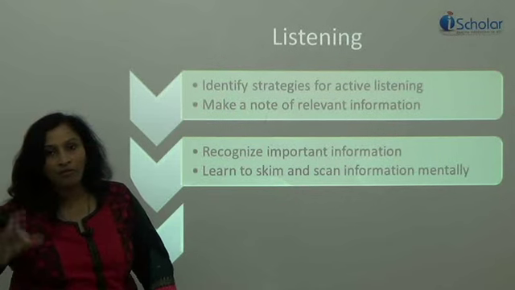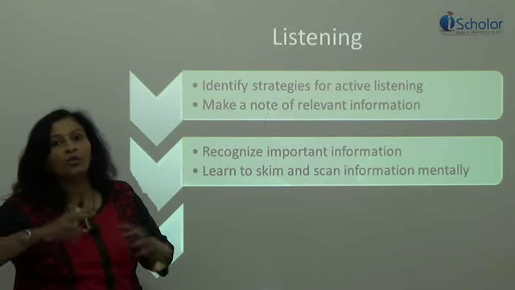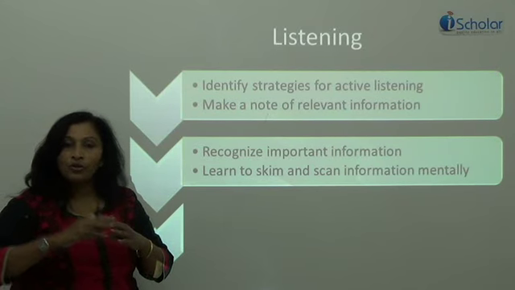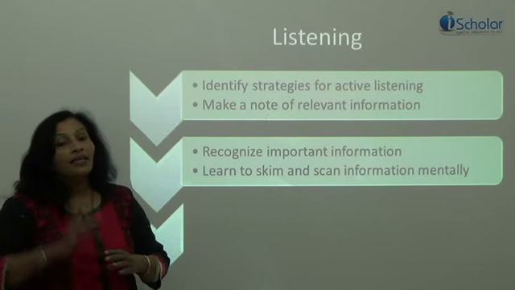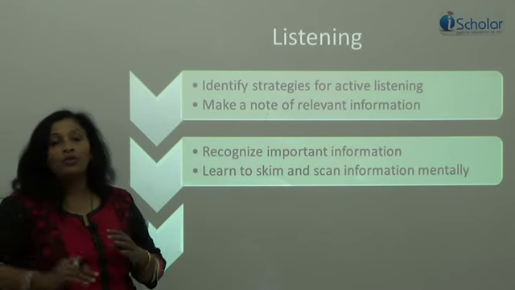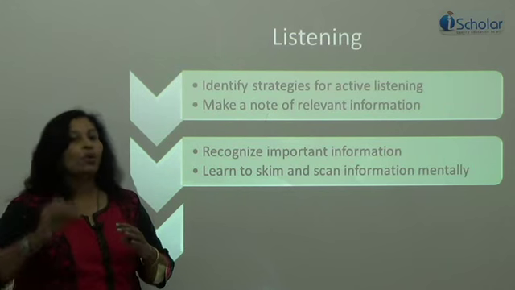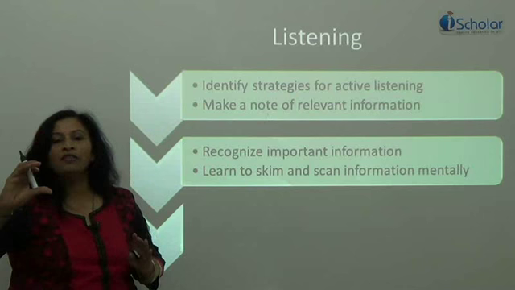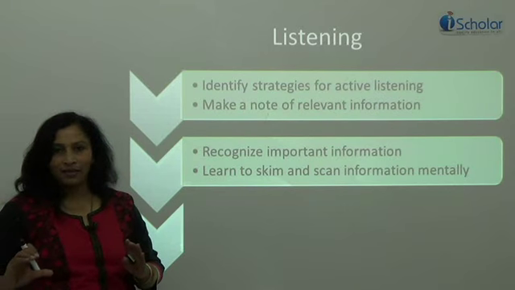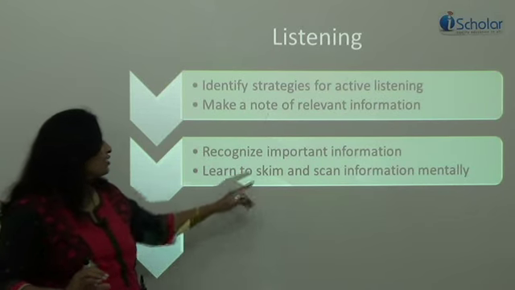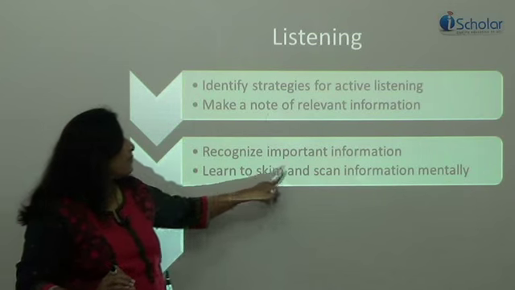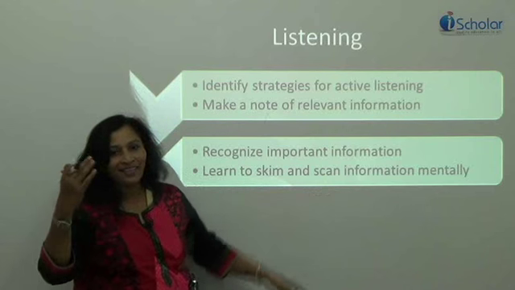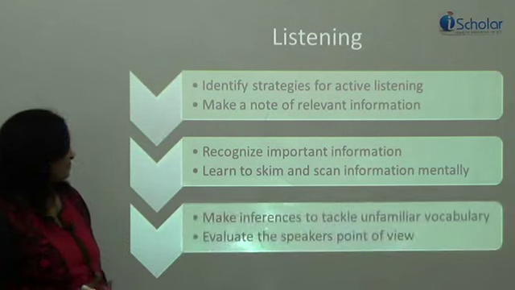Sometimes when a lot of information is given to you, everything could seem important to you. When everything seems important to you, you have to prioritize because it is humanly not possible to remember everything. So you decide, okay, from this particular talk, these are the relevant points that I'm going to keep in my mind. Right? How do you do that? You learn to do that by skimming and scanning information mentally. It's a mental processing that is happening.